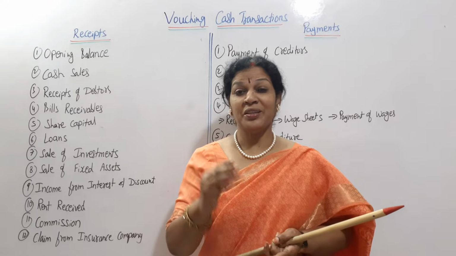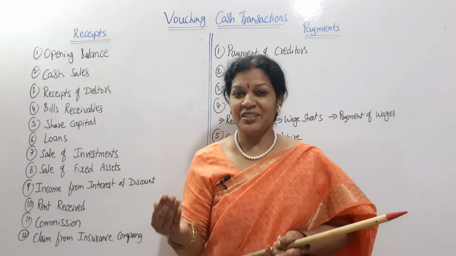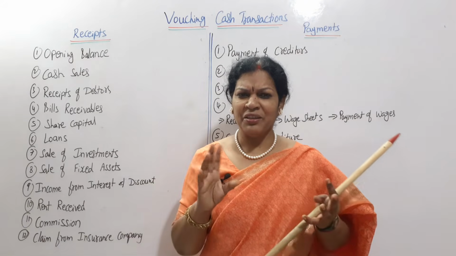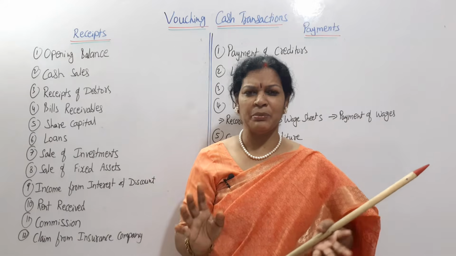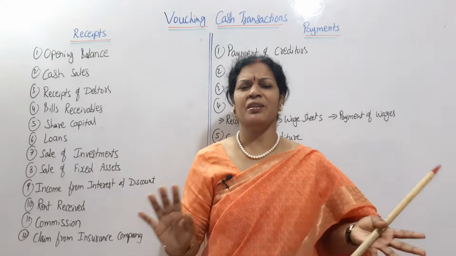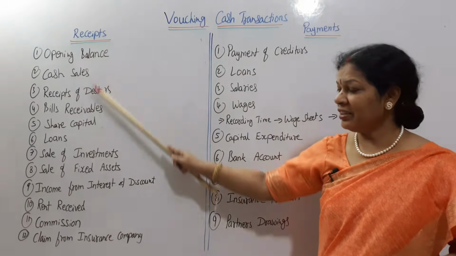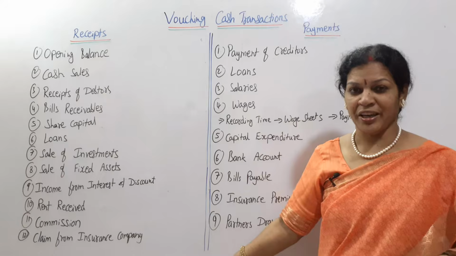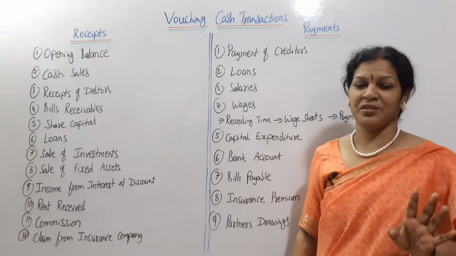So what do you write on the debit side? All the receipts. Credit side, all the payments. Imagine different kinds of receipts and payments. All the receipts and payments, how do you vouch them? Each and every transaction you have to take. Simple. See the board. Receipts. These are the general receipts we find in the cash book. How do you vouch each and every transaction? That we are going to discuss.